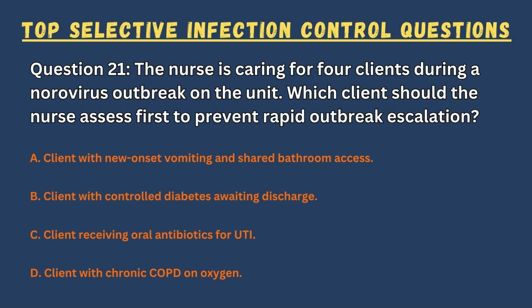Question 21. The nurse is caring for 4 clients during a norovirus outbreak on the unit. Which client should the nurse assess first to prevent rapid outbreak escalation? A. Client with new onset vomiting and shared bathroom access. B. Clients with controlled diabetes awaiting discharge. C. Client receiving oral antibiotics for UTI. D. Clients with chronic COPD on oxygen.